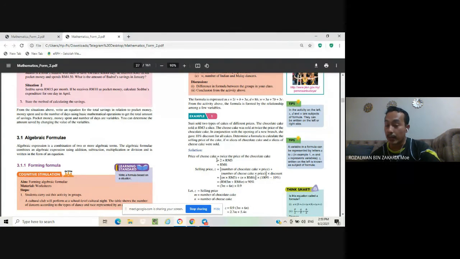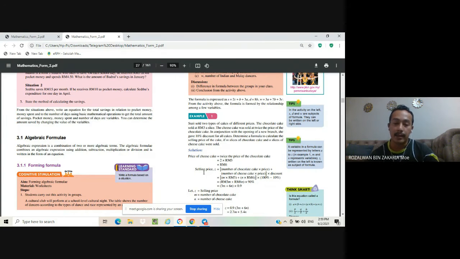That means twice means 2 times. That means equal to 2 multiplied with the RM3, the price of the chocolate cake. Already stated here, the chocolate cake sold at RM3 a slice. Then equal to RM6.